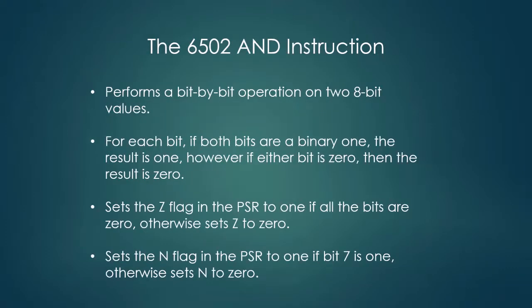The 6502 AND instruction performs a bit-by-bit operation on two 8-bit values. For each bit, if both bits are a binary 1, the result will be 1. However, if either bit is 0, the result is 0. This sets the Z flag in the PSR if all the bits are 0, in other words, if the result is 0. Otherwise, it sets Z to 0. And it sets the N flag in the PSR to 1 if bit 7 of the result is 1. Otherwise, it sets N to 0.